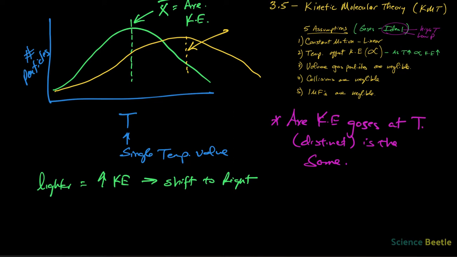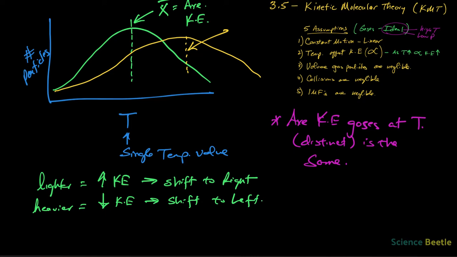And the other condition you could expect to see is if you have a heavier molecule. Heavier molecules are going to be moving a lot slower than the lighter molecules. So you would see a reduction in the kinetic energy, and this should be represented as a shift to the left. Okay, so just keep that in mind.